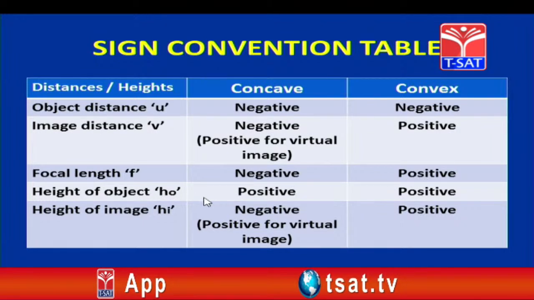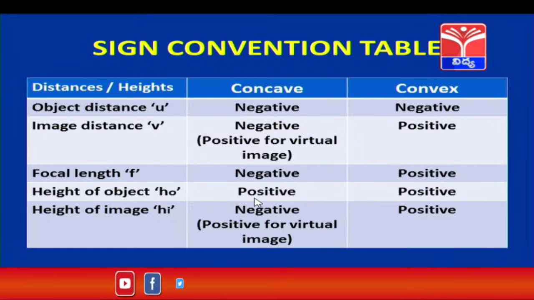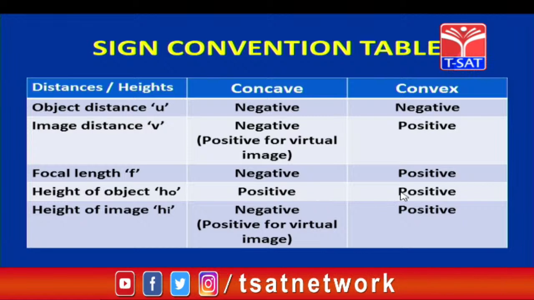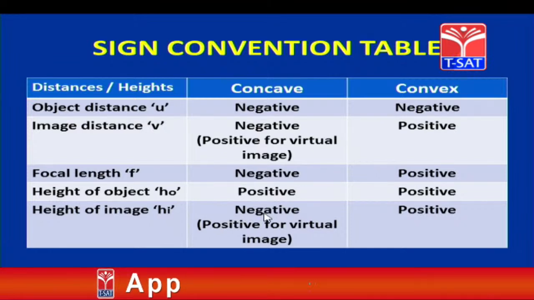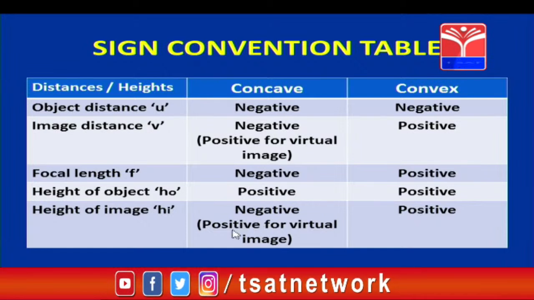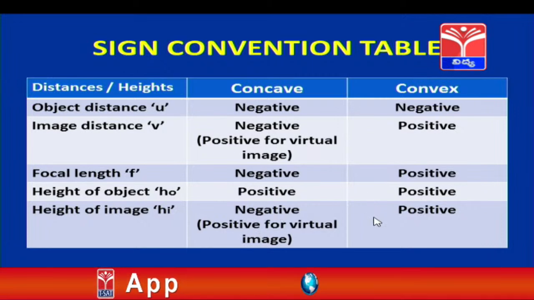Similarly, height of the object is always positive for both a concave mirror and a convex mirror. And height of the image is negative for a concave mirror except in one case where it forms a virtual erect image. Okay? In the case where the object is between P and F, only in that condition we have the height of the image taken as positive, and for a convex mirror the height of the image is always positive. So children, if you make use of this table properly, then solving the problems will be very simple for us. Based on this, let us try to do a numerical problem.